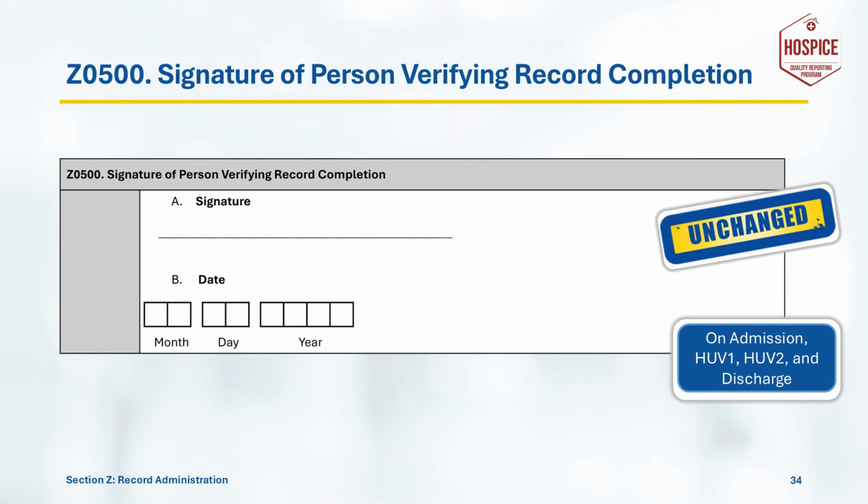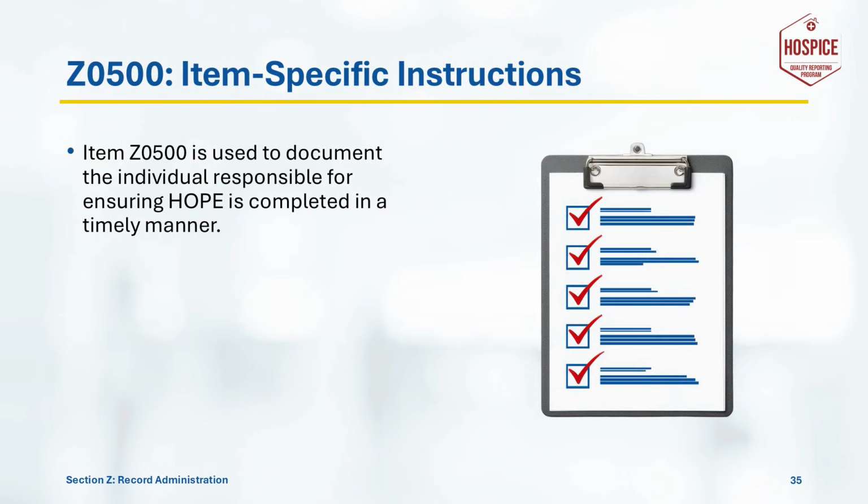The final item in Section Z is Z0500, signature of the person verifying record completion. This item is unchanged and is still collected on admission and discharge, but is also now collected on the HUV time points. Z0500 is used to document the person responsible for ensuring that HOPE was completed in a timely manner.